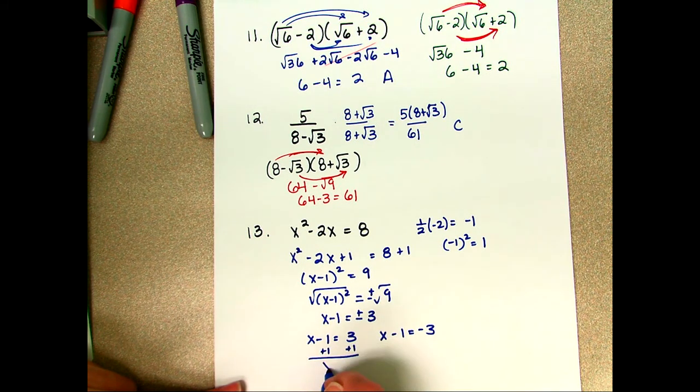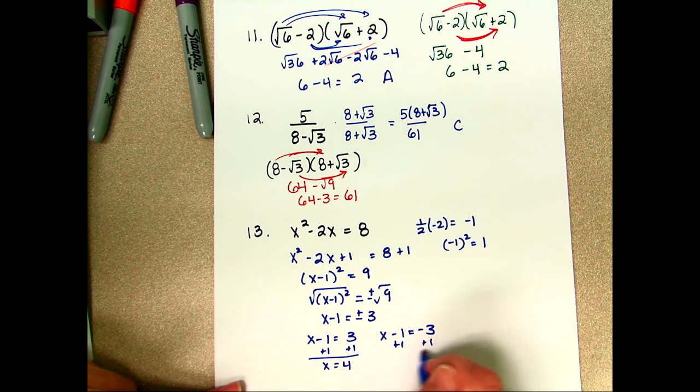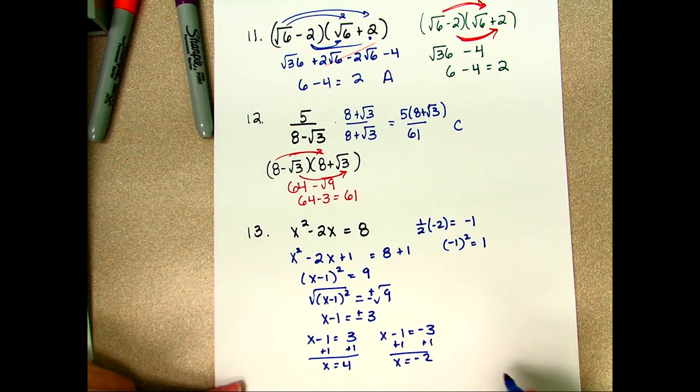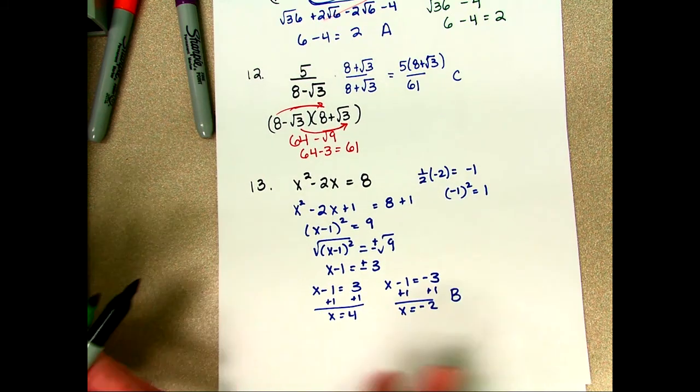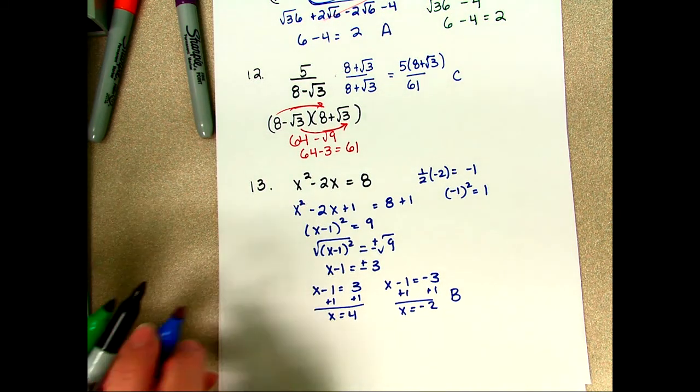x equals 4, x equals negative 2. So our answer is B. Knowing that we have two integers, we also could have factored this. Look again at the problem.